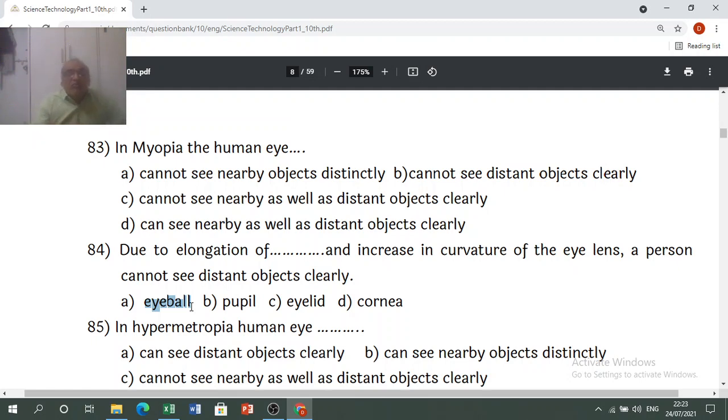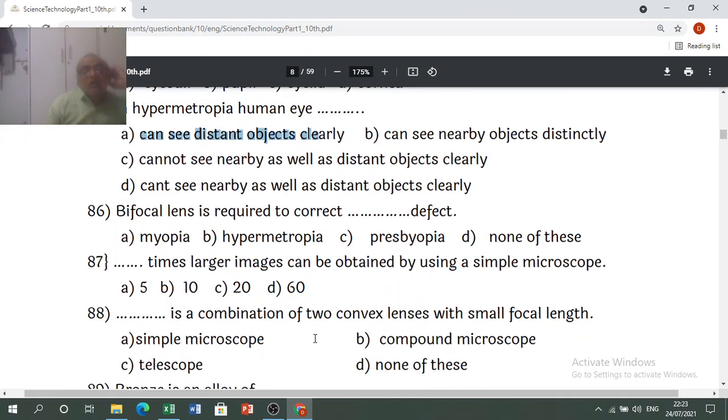In hypermetropia, the human eye can see distant objects clearly. Then the third one, a bifocal lens is required: presbyopia. The person cannot see near objects or distant objects, so the answer is presbyopia.